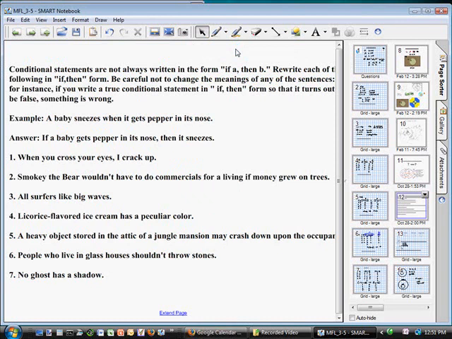And no ghost has a shadow. Oh, be careful on this one. No ghost has a shadow. How would you put that in if-then form? Right. If you are a ghost, then you don't have a shadow. You see how that's a little bit tricky? Part of today's work is you're going to have to take some statements that don't have the word if or then in them, and rethink them as if-then statements. Because once you know the if guy and the then guy, then you can apply the rule that I taught you, and you can go from there logically.